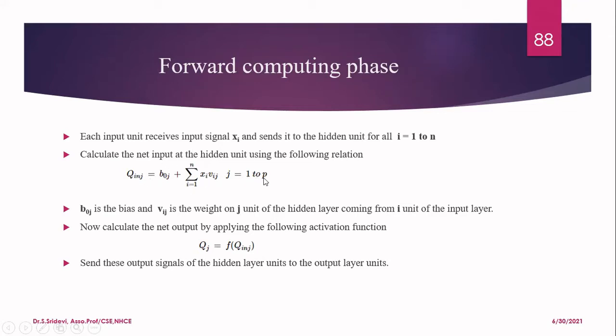Here, j represents 1 to p. That's nothing but in the hidden layer, I have p neurons totally. And n represents number of inputs. Then, after I compute q in j, calculate the net output by applying the activation function. So activation function is nothing but qj is equal to f of q in j. Once you do that, you will be getting the output from the particular neuron in the hidden layer. Then what you have to do is send these output signals of the hidden layer unit to the output layer unit. In the output layer also, you can have any number of neurons. You will be sending this to the next layer. So this is done in the hidden layer unit in the forward computing phase.